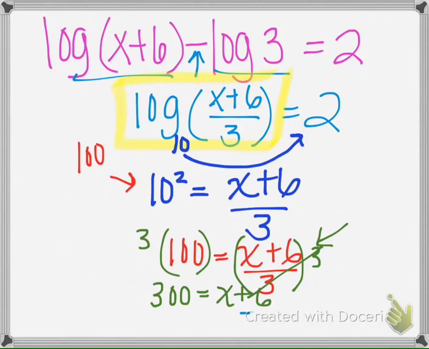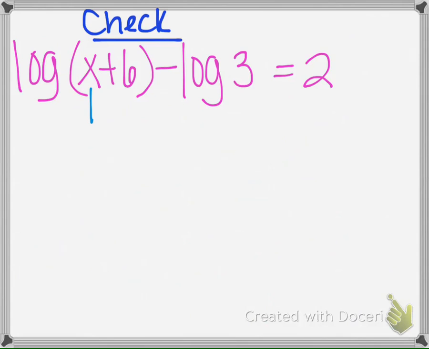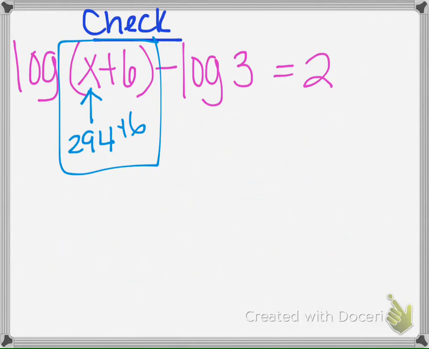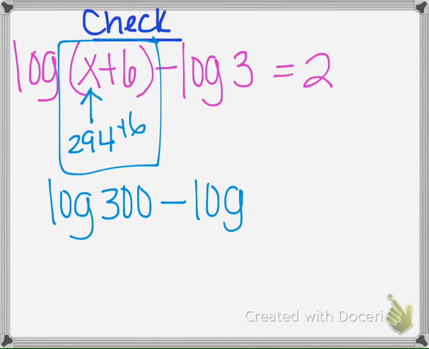And now to get x by itself, we'll subtract 6. So we'll get that x equals 294. We need to think about, if we put 294 in for x, will this ever be negative? It will not, because when we add 6 to that, we will get 300. And then we would put in our calculator log 300 minus log 3 and see if it equals 2. And we should get 2.